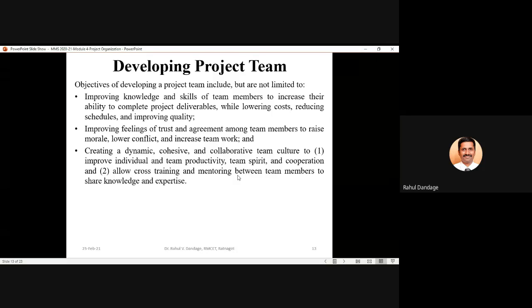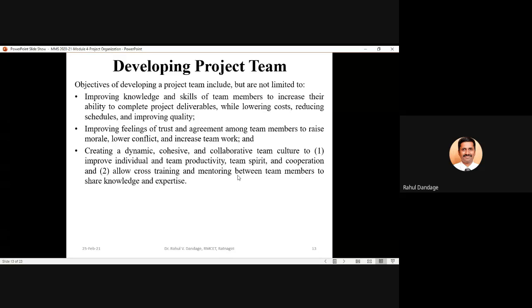Second part or second objective of developing project team is improving the feelings of trust and agreement among the team members to raise the morale, lower the conflicts, and increase teamwork. This is another objective. So if the team members of your project team, they are simply working as they have been assigned the work to work in that particular team, so that's why they are part of that team. Otherwise they don't have any belongingness to the team members, no belongingness to the particular project.